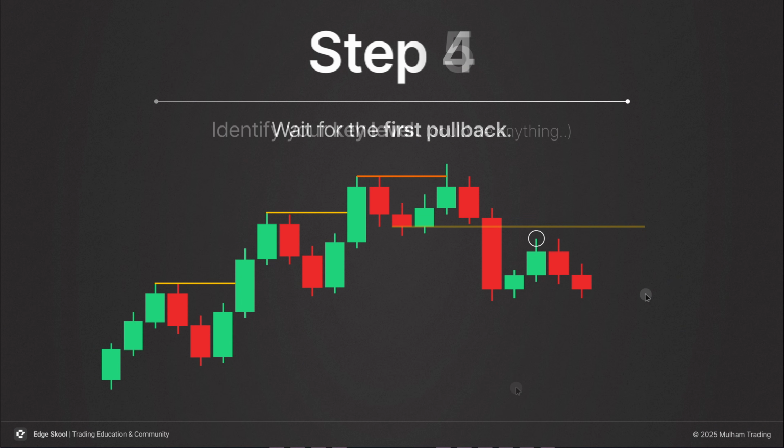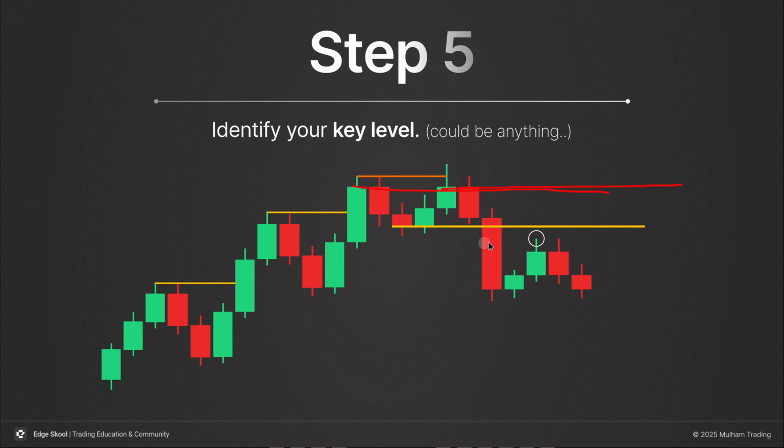And then another key level as well. Step 5 is to identify your key level, and this could be anything. So in this case, we do have this imbalance with this key level inside the imbalance. So this is one of the key levels that I use, even in each school. Another key level that I use is this one here, and a lot of other key levels as well, as this one. Now you could be using your own key level.